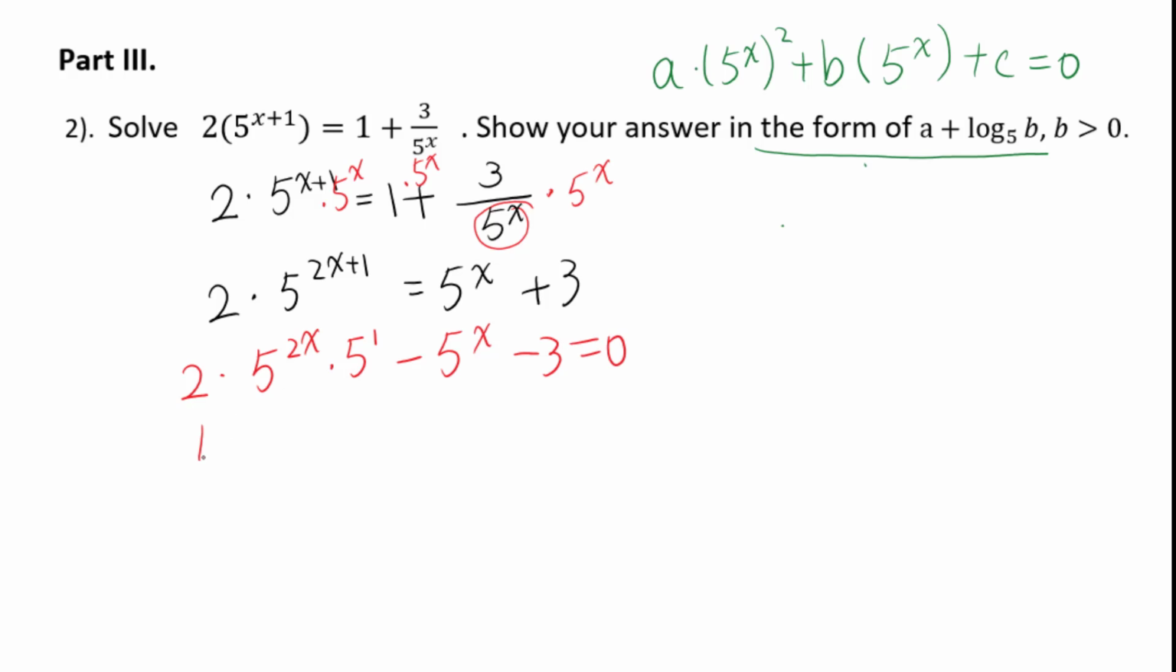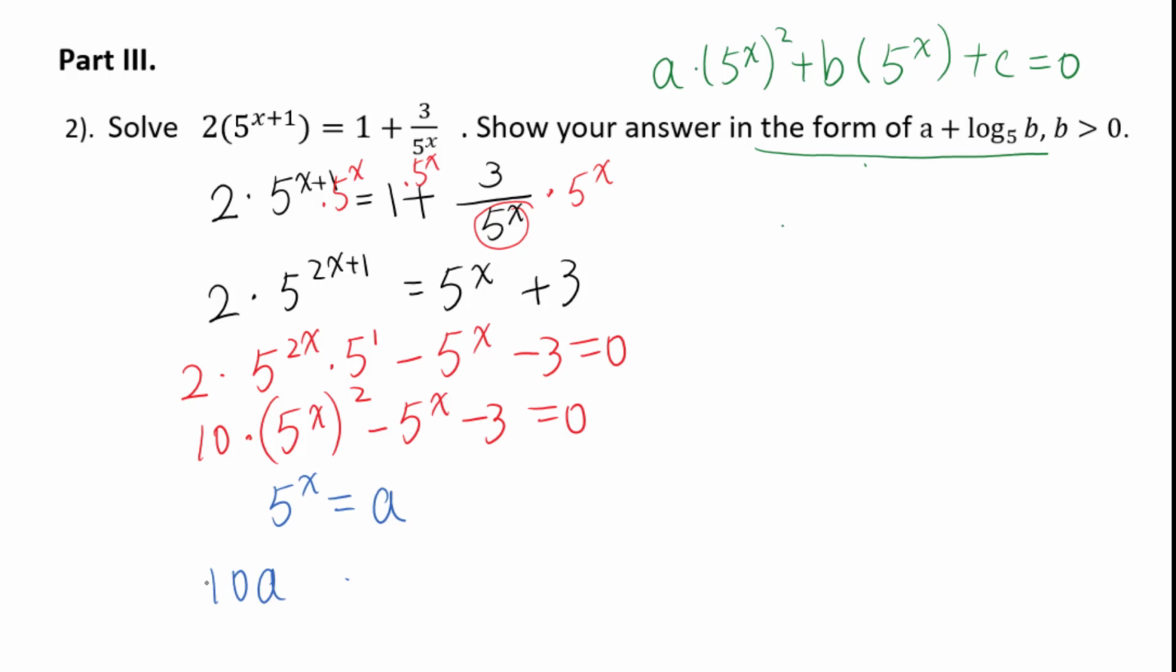2 times 5 is 10 times 5 to the x power squared minus 5 to the x power minus 3 equals 0. Then we will make 5 to the x power equals a. We will get 10a squared minus a minus 3 equals 0.